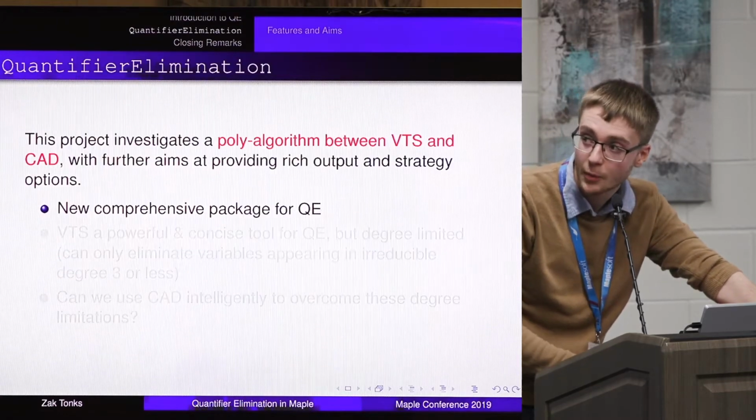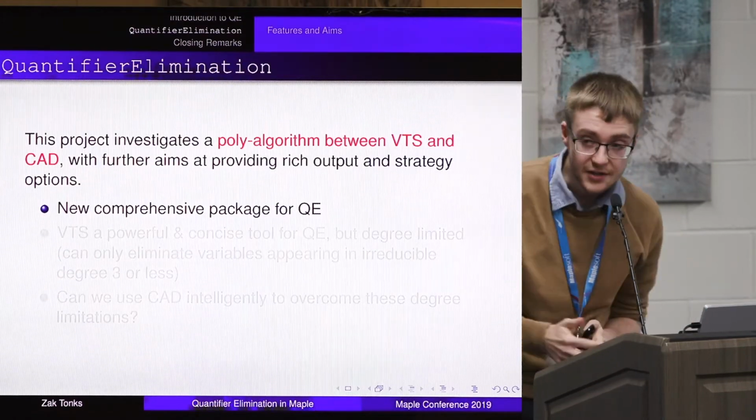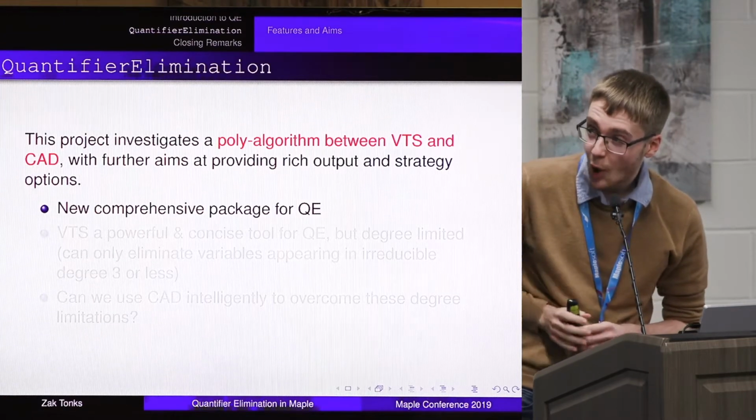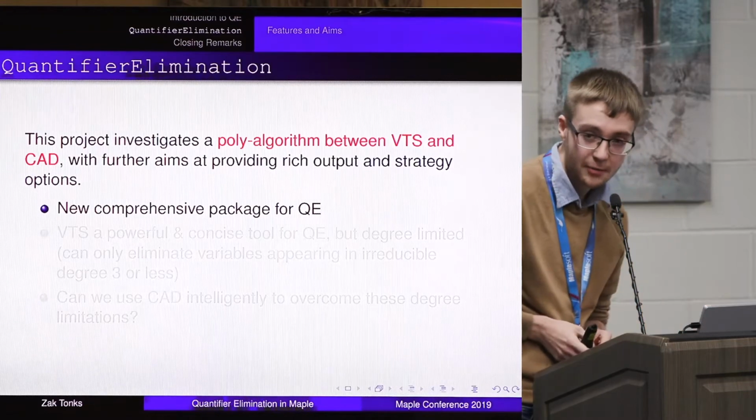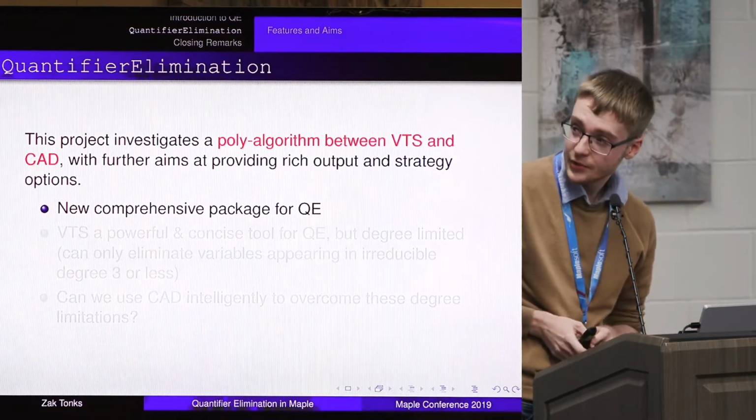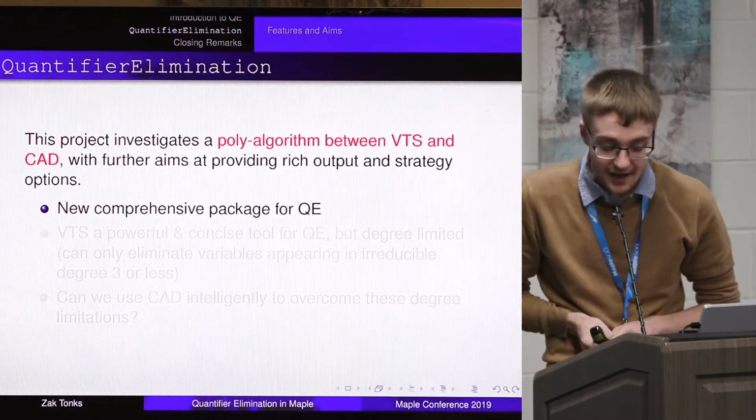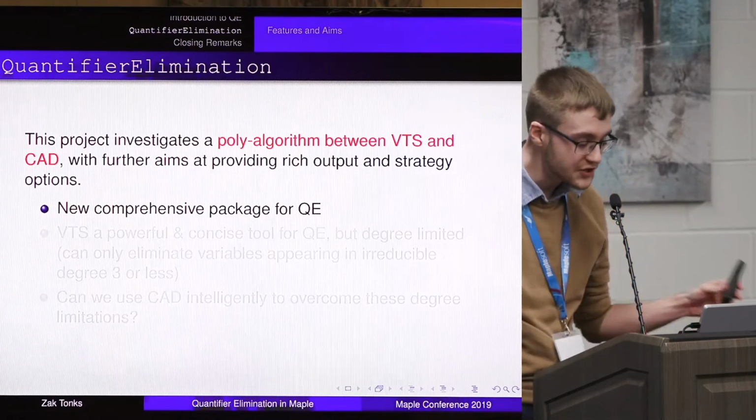So I'll explain that in a moment. So quantifier elimination, this is the package that I'm building. It investigates a poly algorithm, which really essentially means hybrid, but James doesn't like the word hybrid for this. I guess I see why. Between VTS and CAD.